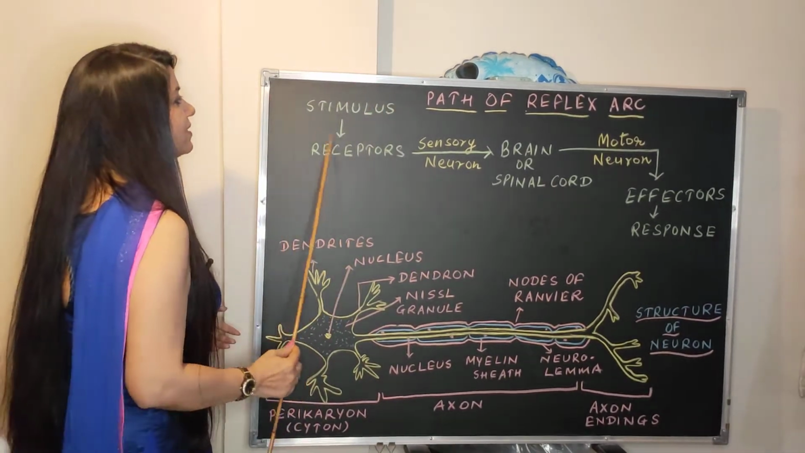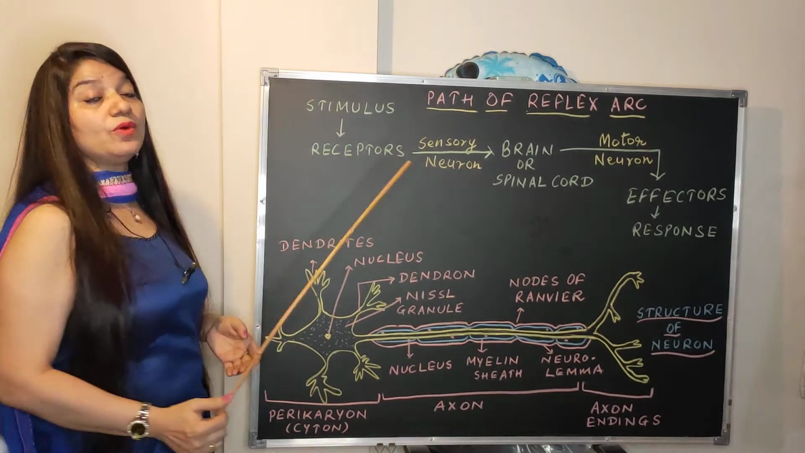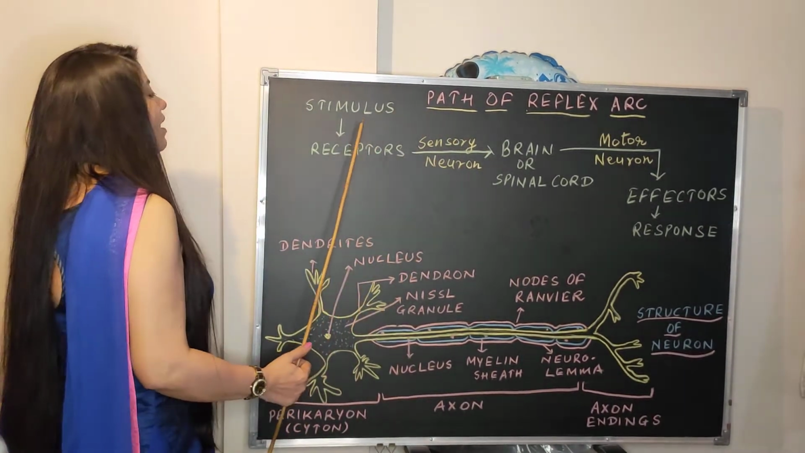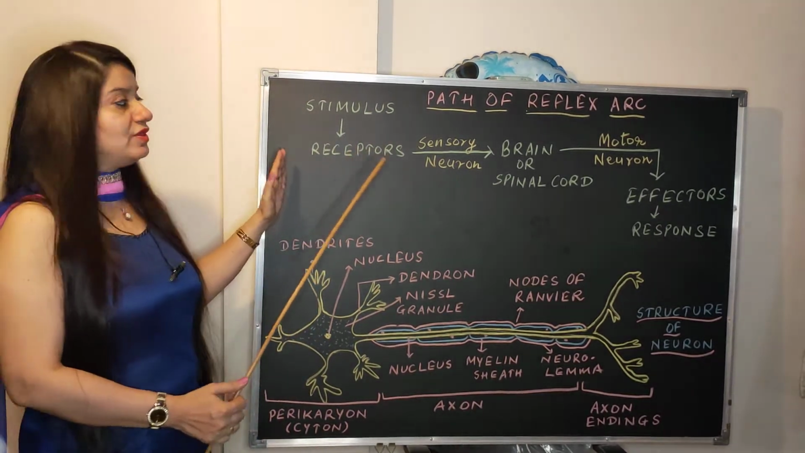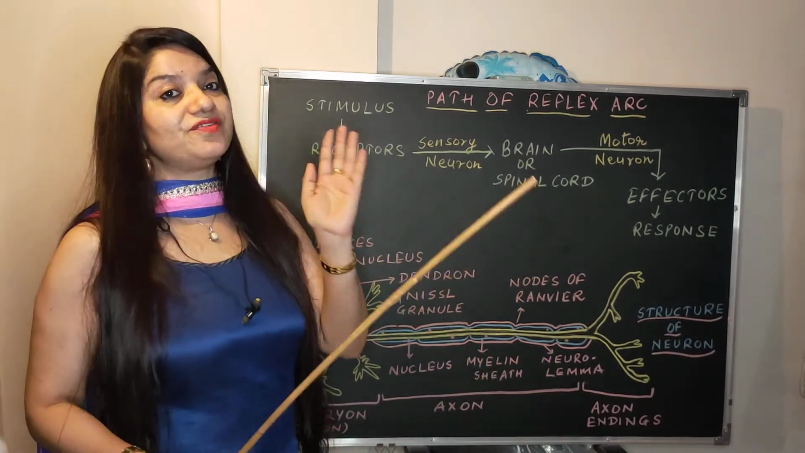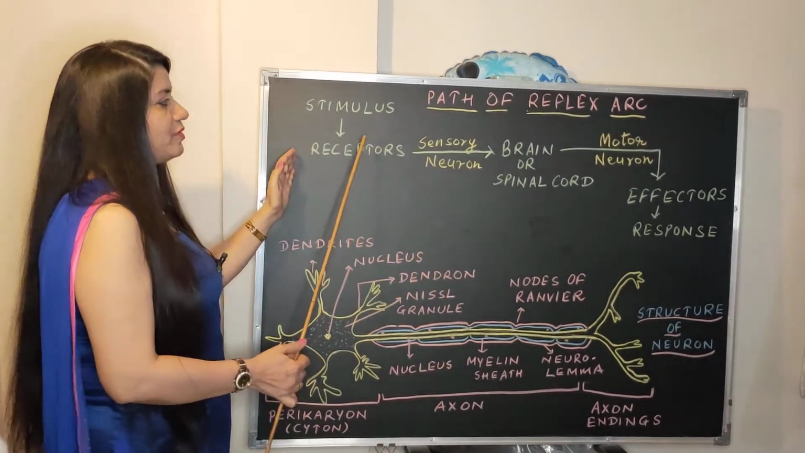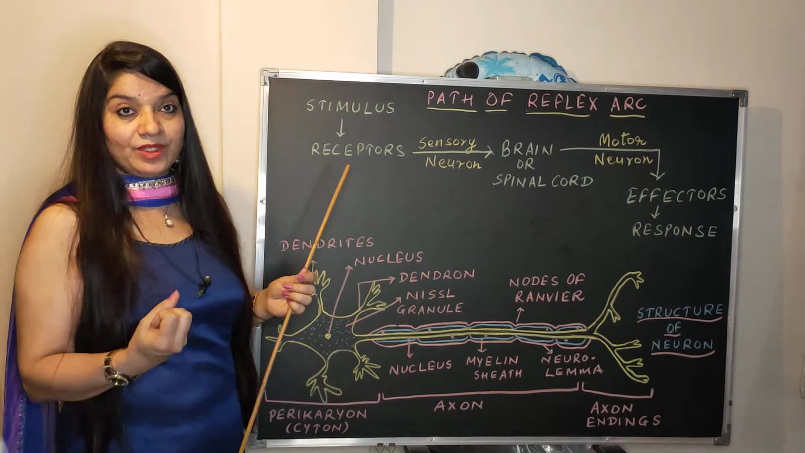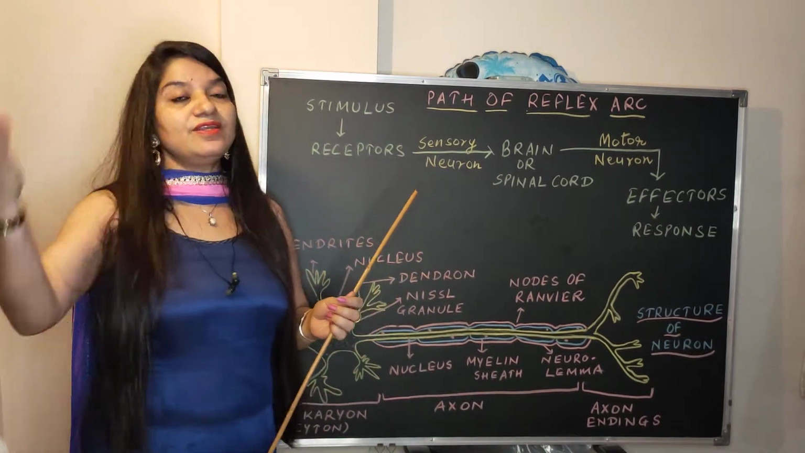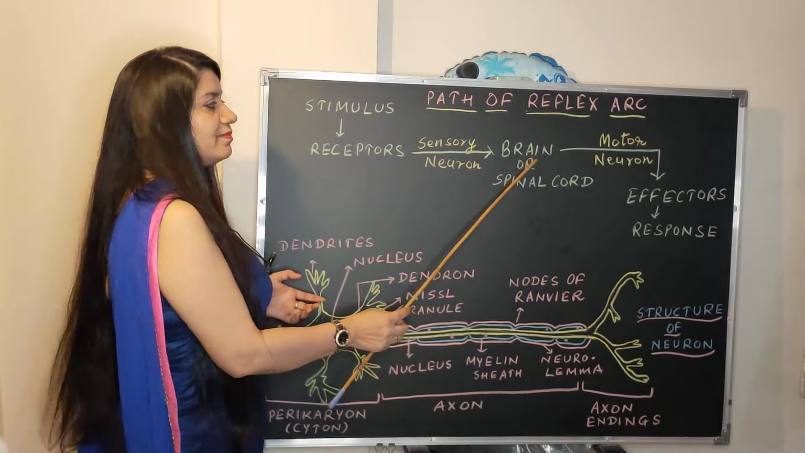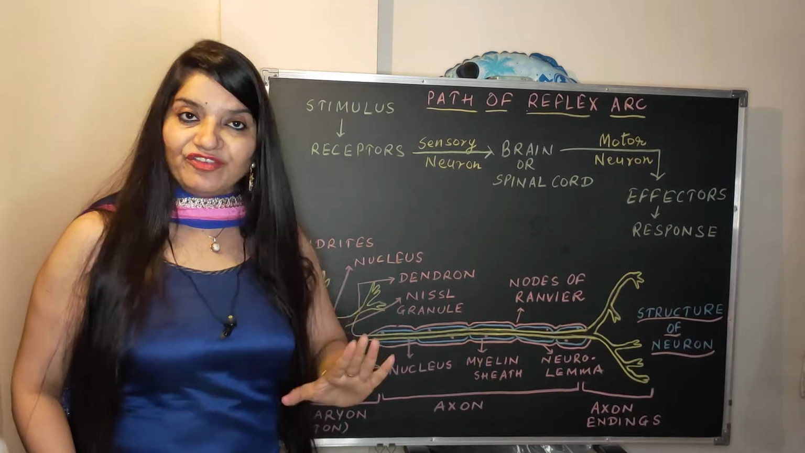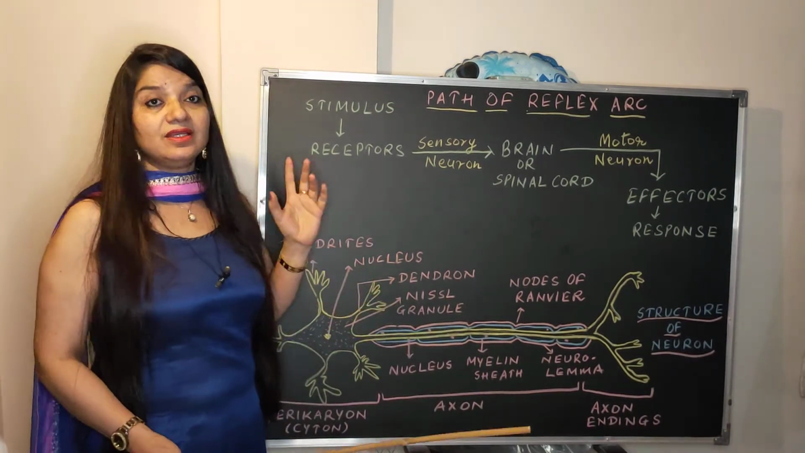So stimulus is acquired by the receptors. Who acquires the stimulus? The receptors. What are receptors? Receptors are the sense organs. These receptors have sensory neurons. Whatever information these receptors take in the form of a stimulus, these sensory neurons take it to the central nervous system. Central nervous system is made of 2 parts, brain and spinal cord. 95% of reflexes are handled by the spinal cord.